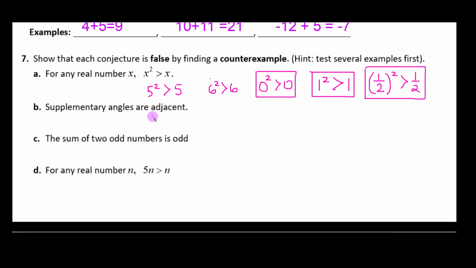All right, supplementary angles are adjacent. Okay, well, first of all, what is adjacent? Adjacent angles are two angles that are touching each other.